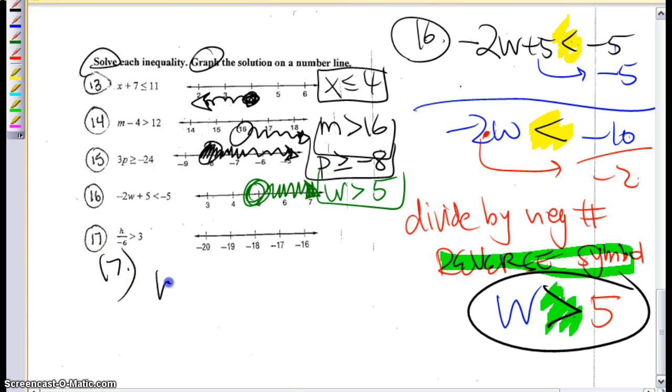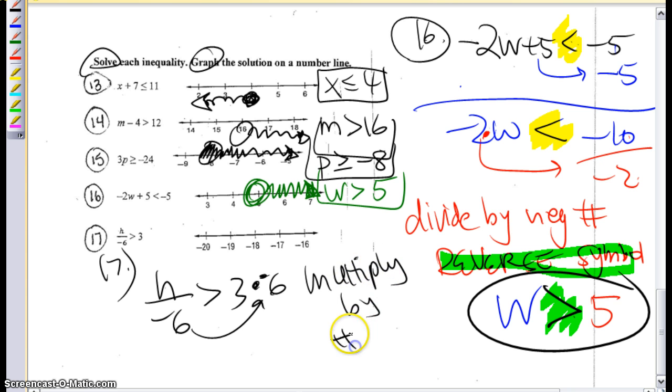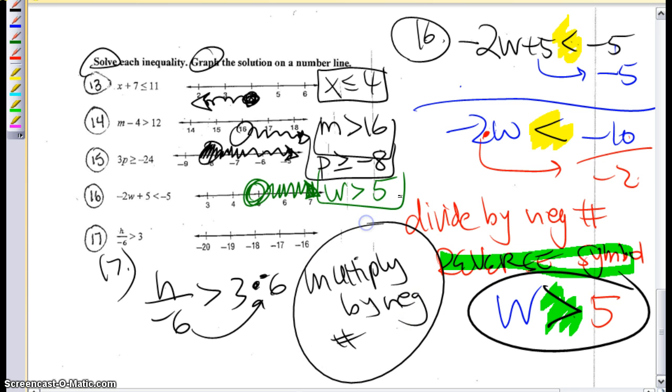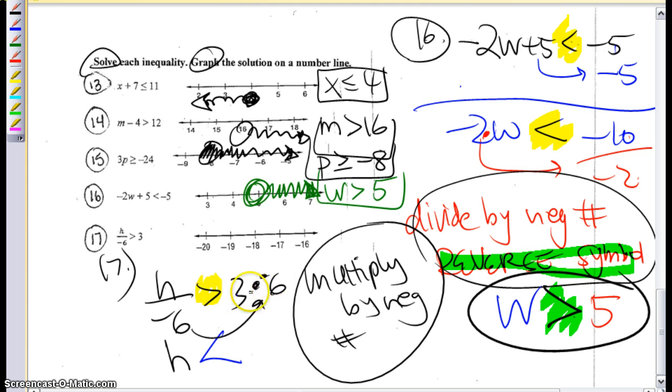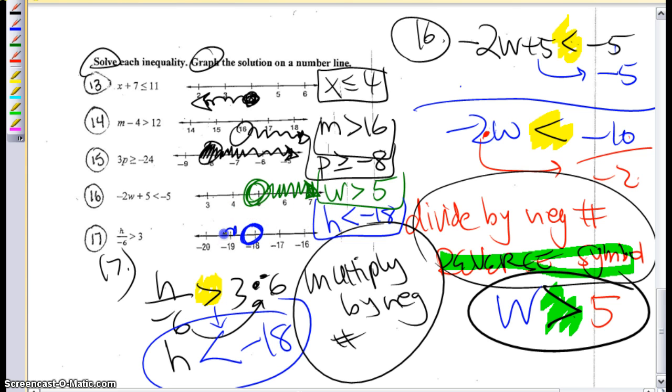And then 17, h divided by -6 is greater than 3. I'm going to move the -6 over, and I'm going to multiply. Now, I am multiplying by a negative number, and it's the same rule as dividing by a negative number, where I have to reverse the symbol. So now h is going to be less than, and then -6 times 3 is -18. So again, the symbol flips, so h is less than -18, and so I'm going to do an open dot and shade it to the left. And I did go a little quickly.